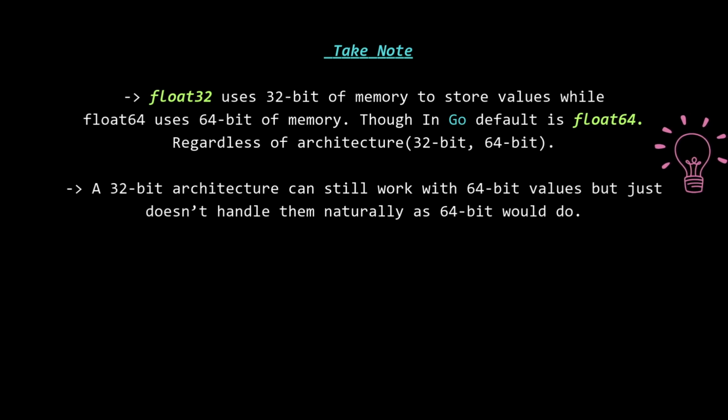So here's what happens under the hood. On a 32-bit system, CPU registers and memory addresses are 32 bits wide. So if we want to store a float64 or an int64, the compiler has to split it across two 32-bit registers or memory addresses. This means arithmetic or logic with 64-bit values often requires multiple instructions instead of one. Hence, we can infer that it's supported but just slower.